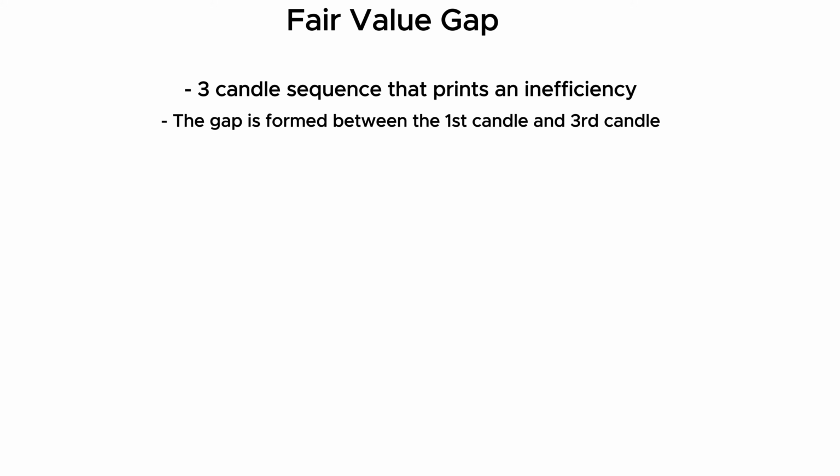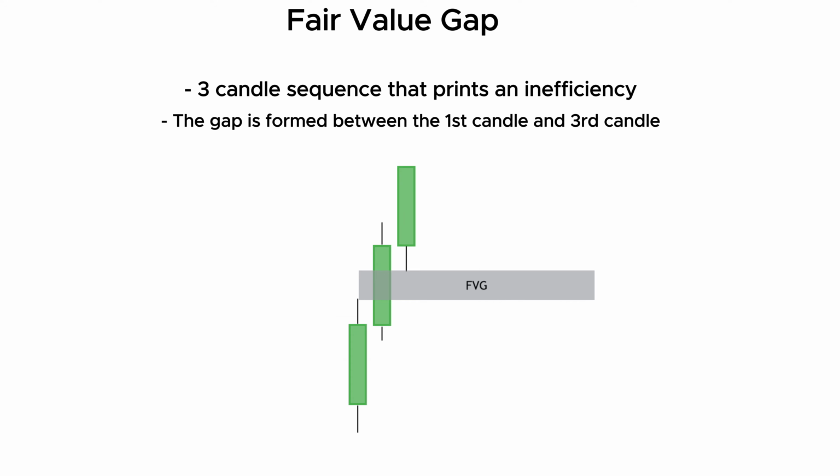A gap is formed between the first candle and the third candle. Let's first take a look at the bullish fair value gap. The bullish fair value gap is a pattern where the upper wick of the first candle doesn't overlap with the lower wick of the third candle, creating a gap between the two.